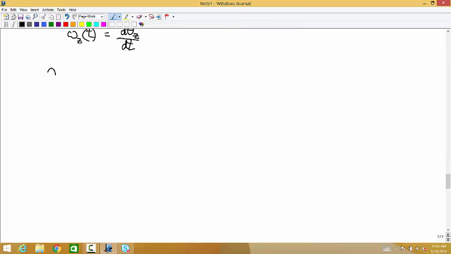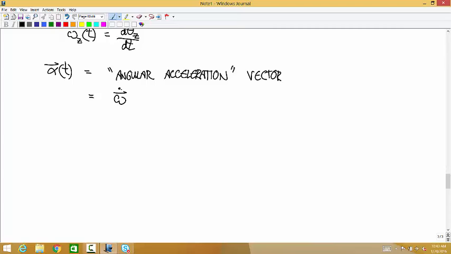And then the angular acceleration vector is just the time derivative of the angular velocity vector. So that's a simple relationship. The relationship between angular position and angular velocity is more complicated.